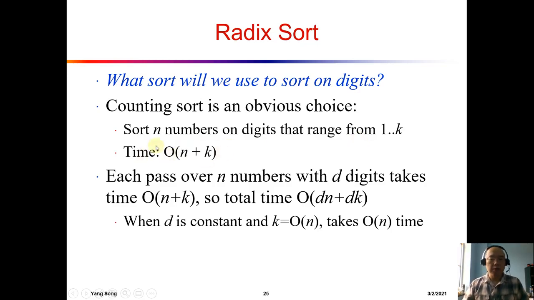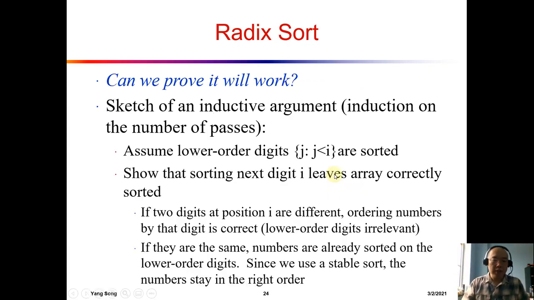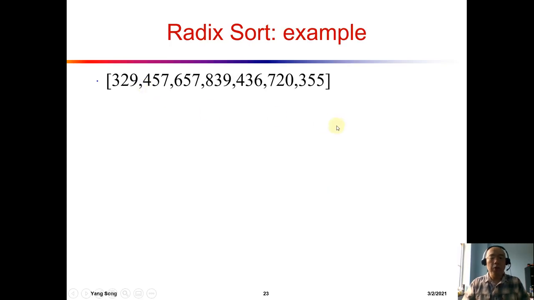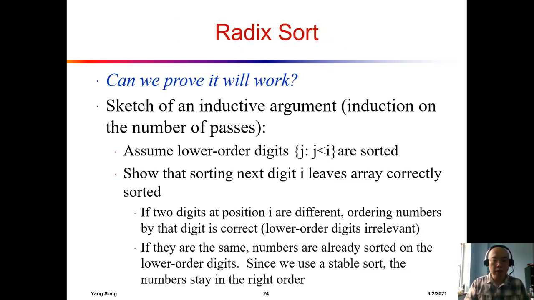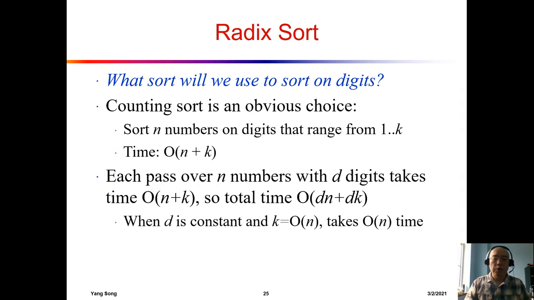So the time will be O(n + k), right? And then in the Radix sort, we also have a d, and the d means how many digits we are sorting in the list A. In the example we just did, all the numbers to be sorted have 3 digits. So in this case, d will be 3, and we are going to run the Radix sort for 3 passes.